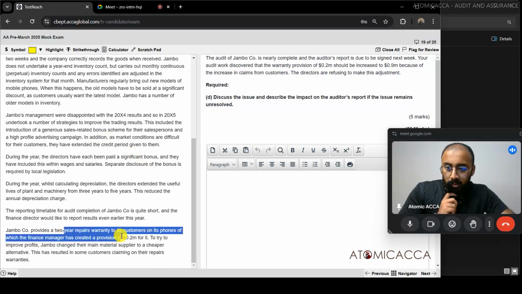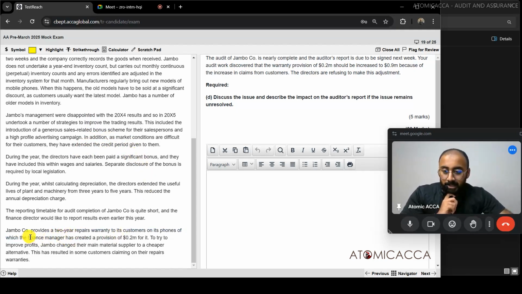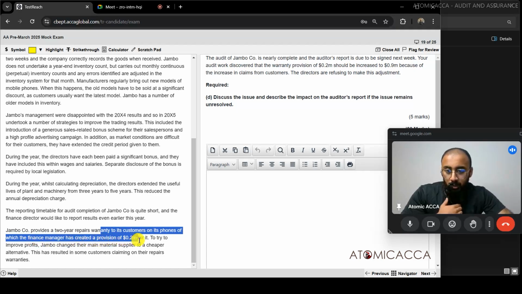Okay, warranty, 2 years warranty provision. Okay, it's here. Jambo company provides a 2-year repair warranty to its customers on its phone, of which the manager has created a provision of 0.2 million for it.